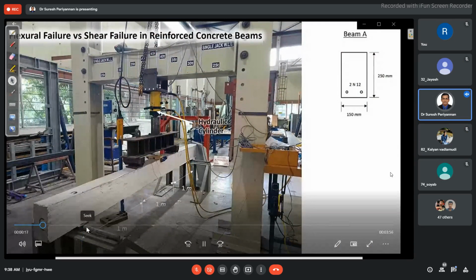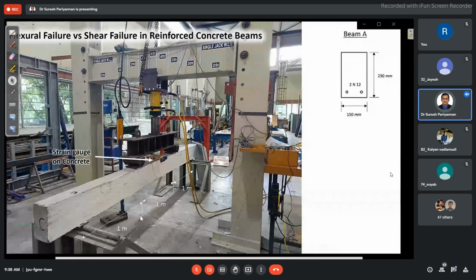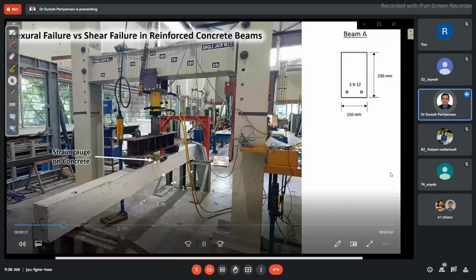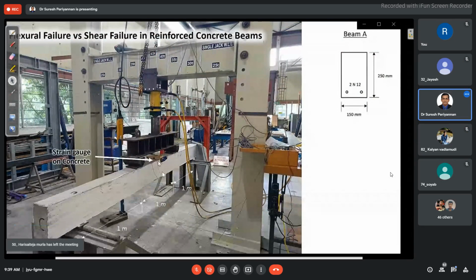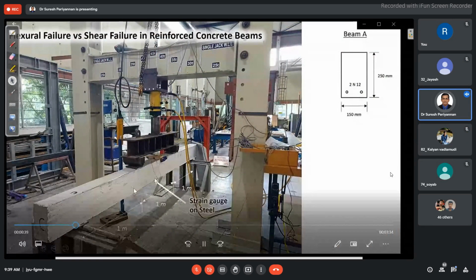The load is applied through the hydraulic cylinder. The load cell records the load. This is called the load cell. LVDT measures the mid-span deflection in the beam. There are 2 strain gauges attached to the beam. The first one is at the top concrete surface to measure the compressive strain in the concrete, in the top fiber. And the second one is attached to the steel in tension to measure the tensile strain in the steel. All the data is fed into the data logger.